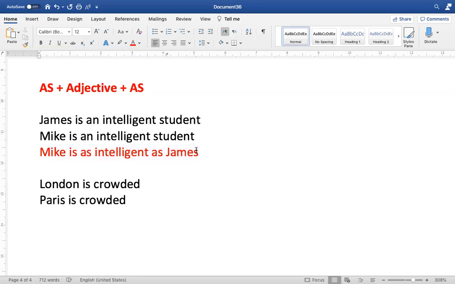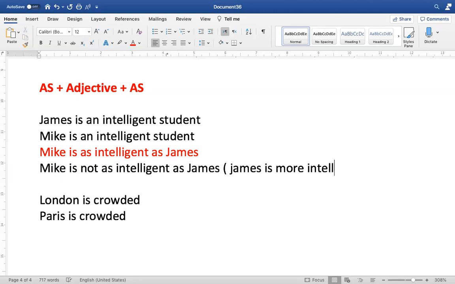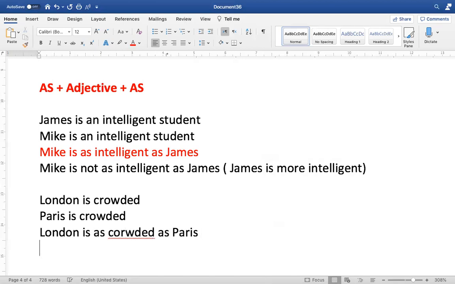You can also use this structure, as plus adjective plus as, in the negative form as well, but that will not have the same meaning. For example, Mike is not as intelligent as James. So in this sentence, we say James is more intelligent. And then we've got another example here. We say London is crowded, Paris is crowded. So we say London is as crowded as Paris.